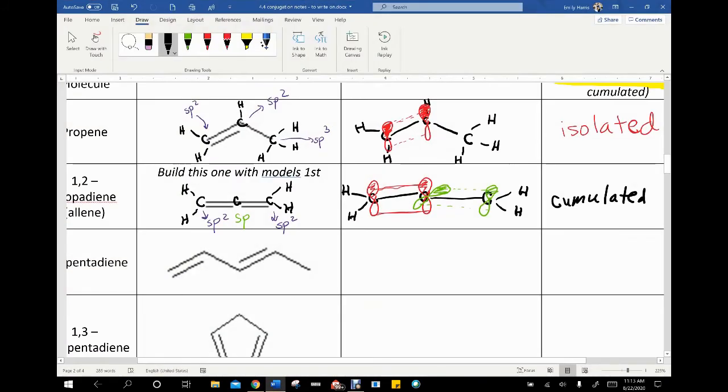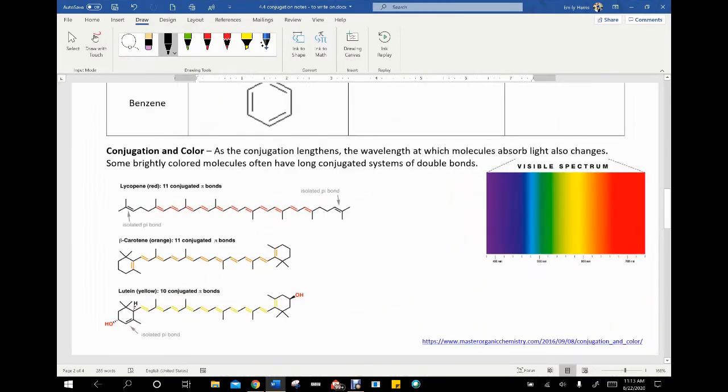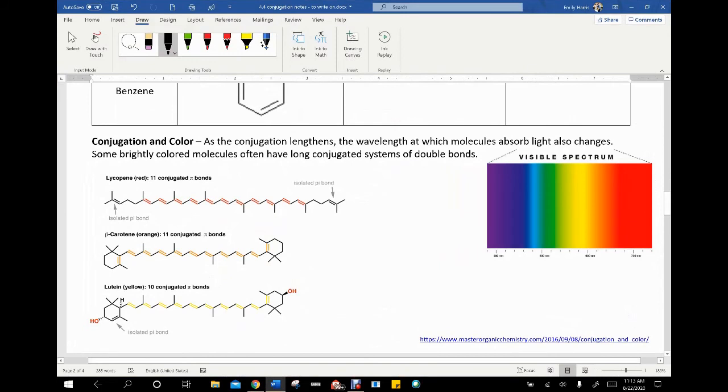All right, now I've been awfully patient, so let's wrap this up with some application. Where conjugation comes into play is that those extended pi systems are oftentimes what lead to color within different foods or fruits, or within different dyes that we use to color our clothing or different things like that. And so what we find is that the longer your conjugated system is, the longer the wavelength of color you will see that's associated with that molecule.